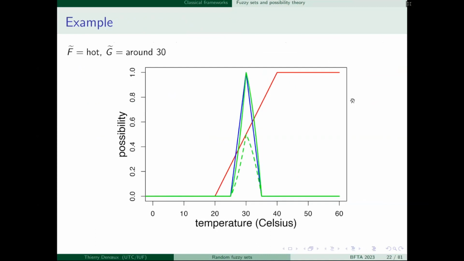Okay, so actually we have a graph here. Here we combine hot with around 30. In blue we have the fuzzy set that corresponds to around 30. In red we have a fuzzy set corresponding to very hot. The non-normalized intersection is the broken green line, and the normalized intersection is the green solid line.